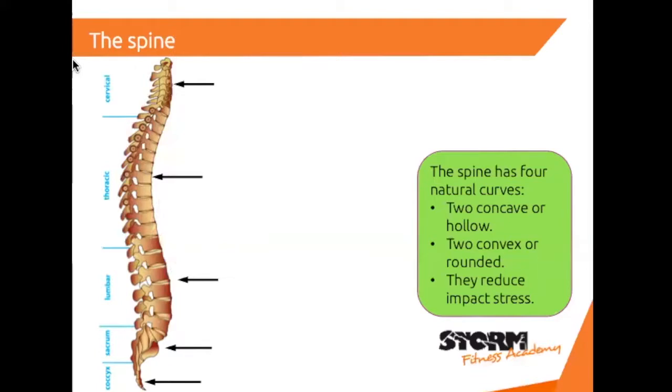Now, as you're looking at that, you can see that you've got four curves, basically. You've got two concave or what we call hollow curves, and then you've got two convex rounded curves. And the reason you have this is because it helps to reduce impact stress. So when you're walking, carrying load, when you're doing your exercises in the gym, maintaining that kind of neutral alignment of the spine means that you evenly distribute the load over the spine, and there's no excessive curves, and it just reduces the impact stress.